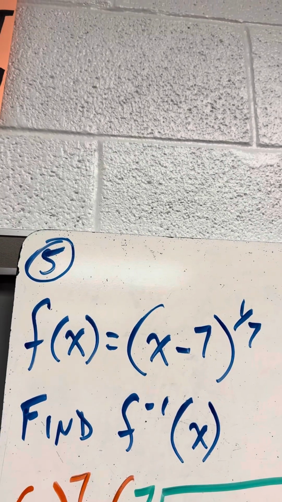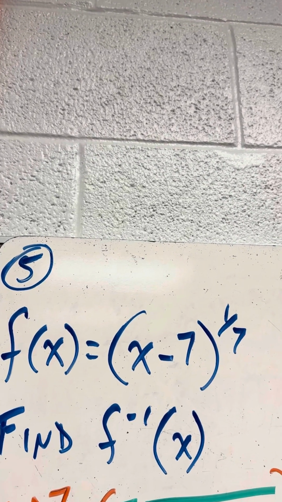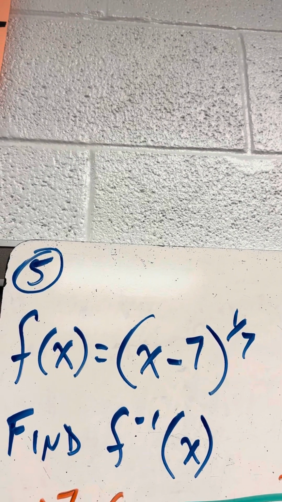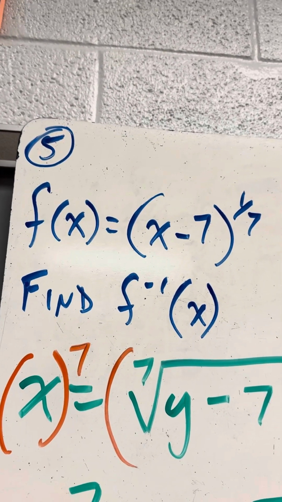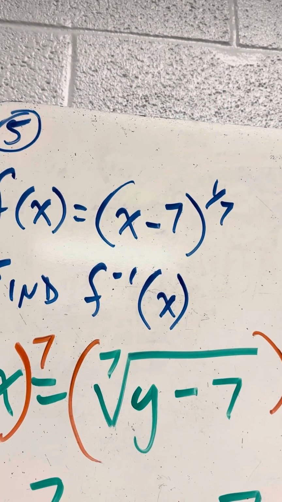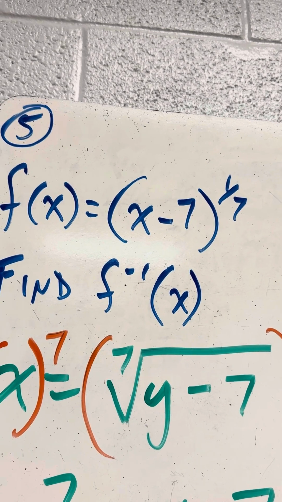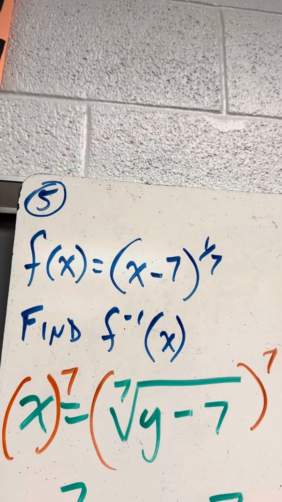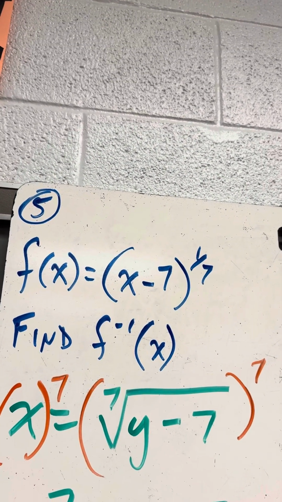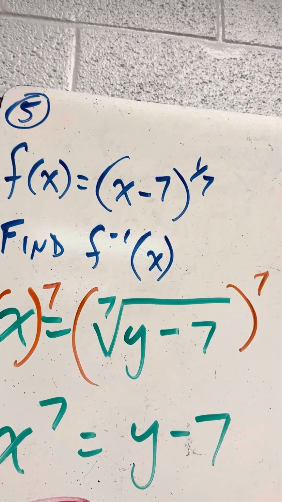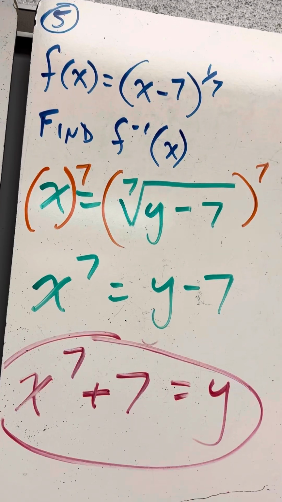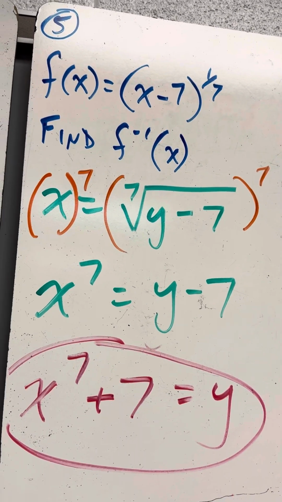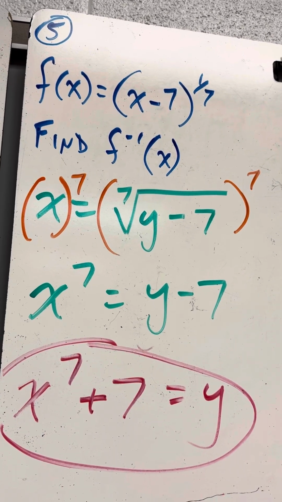f of x equals x minus 7 to the 1/7 power. What's the inverse of x? I'm going to switch x and y and say x equals the 7th root of y minus 7. I'm going to take both sides to the 7th power. I'm going to say x to the 7th equals y minus 7. So I add 7 to both sides, and I get x to the 7th plus 7 equals y.